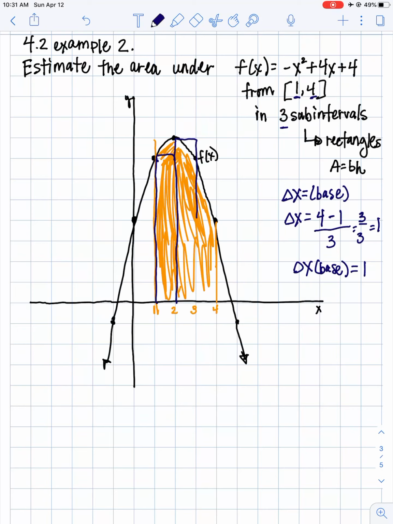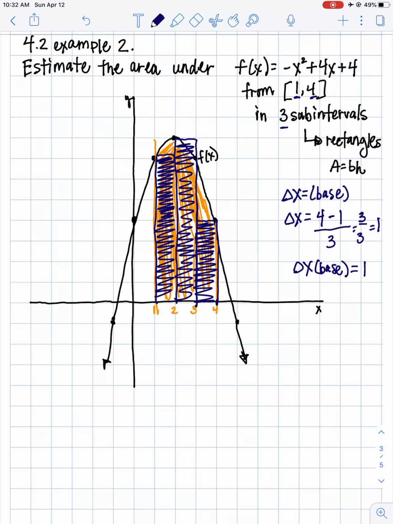Okay, we're going to find the area of this rectangle. We're going to go find the area of the second rectangle. And we're going to go find the area of the third rectangle. And if we find the area of these 3 rectangles, guys, we will be estimating the area under the curve. Because look, if I find the area of this rectangle and this rectangle and this rectangle, I'm not going to have the exact area under this curve, but I'm going to have a good estimate, okay?